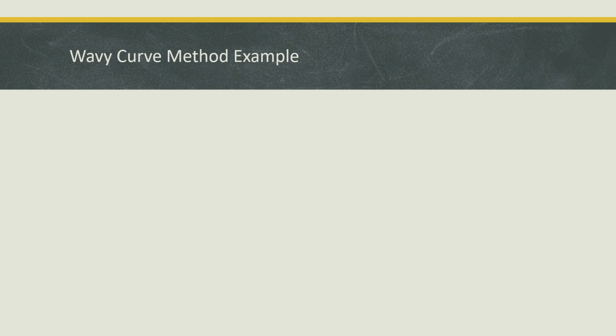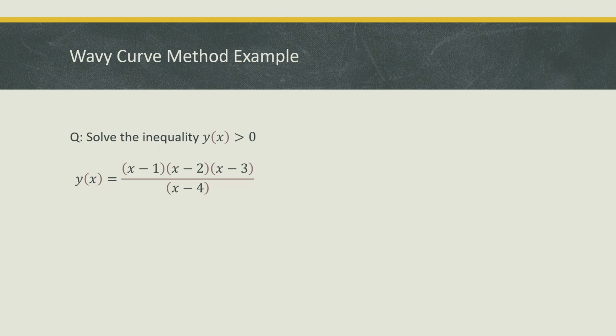Let us look at an example. We have to solve the inequality y of x greater than 0, and y of x is given as this. This is not a simple function to plot, but we have to find at what values of x the function is greater than 0. As you can see, the zeros of the function are x equal to 1, x equal to 2 and x equal to 3, and at x equal to 4 the denominator is 0 and the function is not defined.